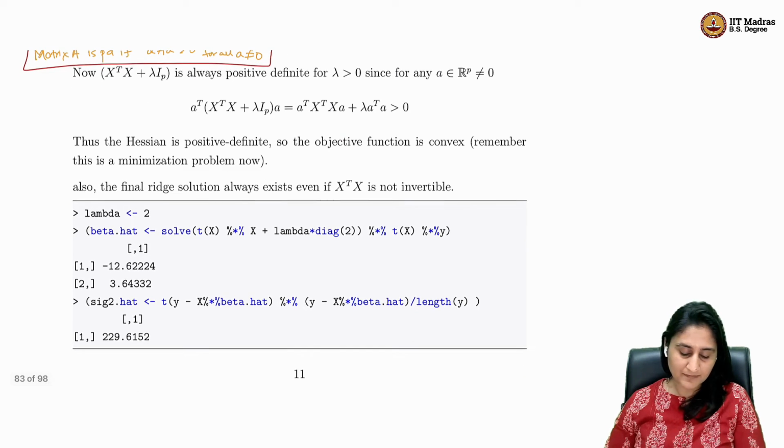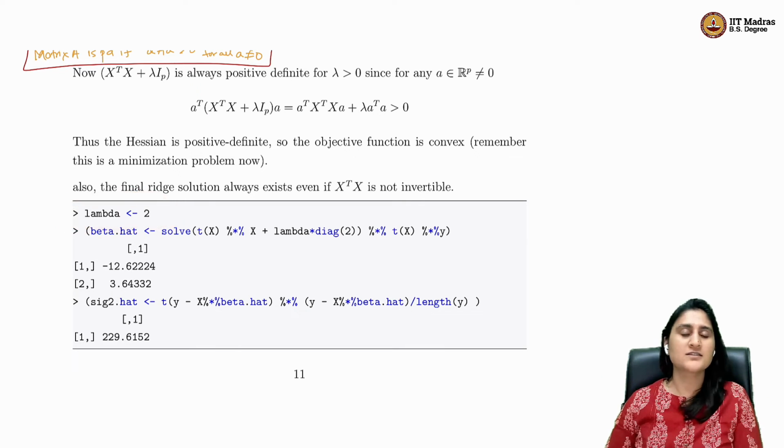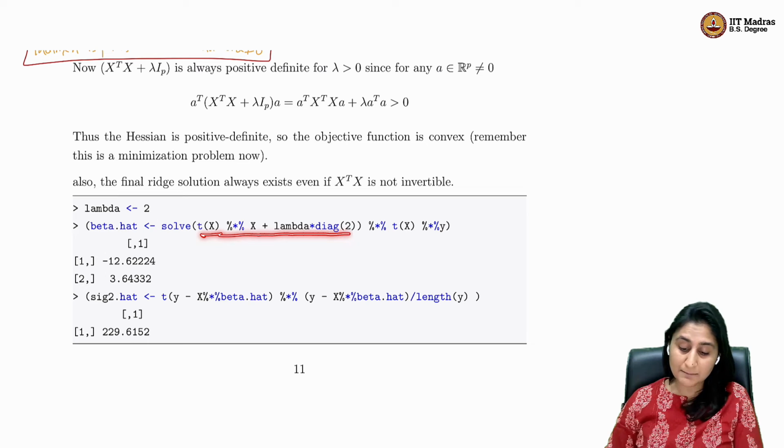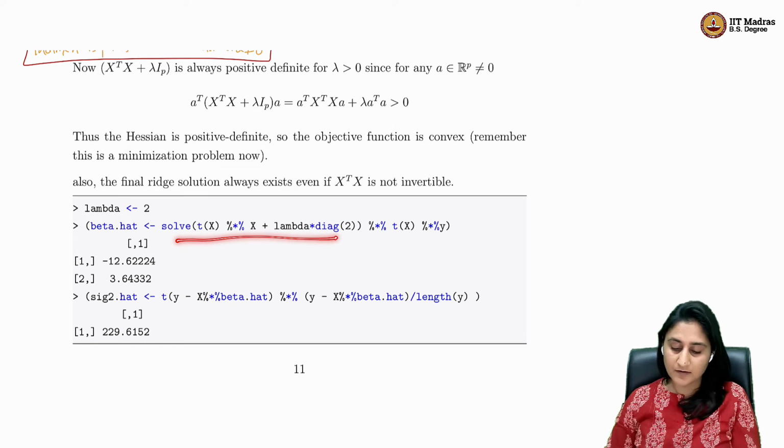Okay, so we can implement this as well. So now I just choose lambda equal to 2 for the cars data set. When I choose lambda equal to 2, beta hat, which now is my ridge beta, is the solve of, so the inverse of X transpose X plus lambda I_P, where P in this case is just 2 because I have the intercept and the slope, times X transpose Y. And this turns out to be minus 12.6 and 3.64.